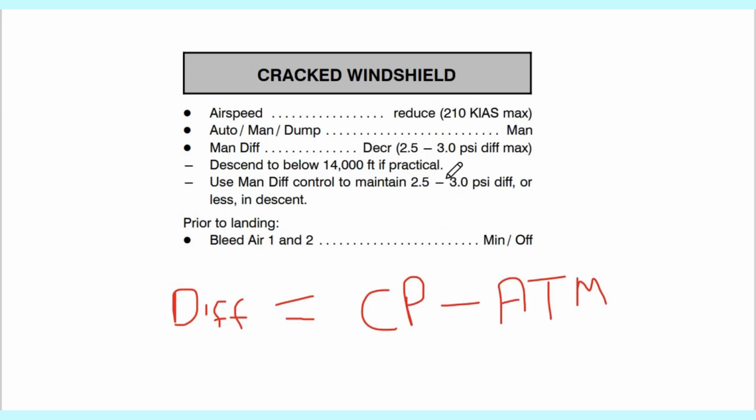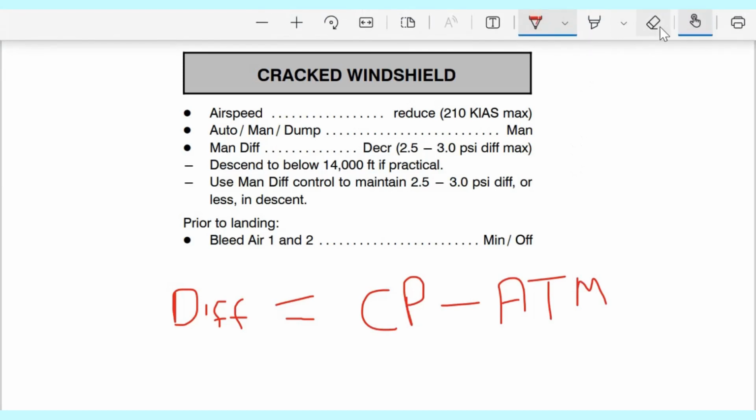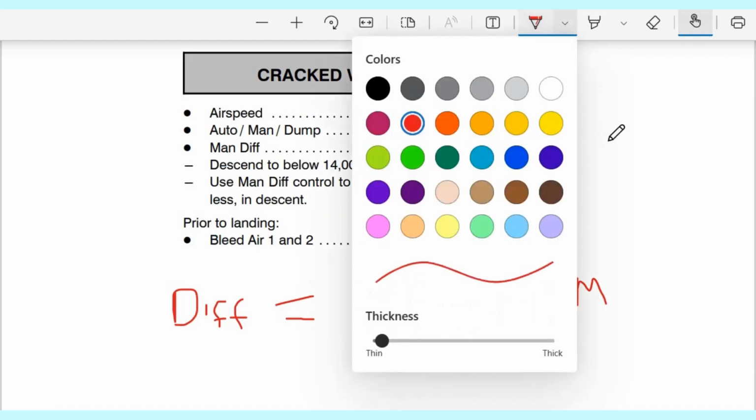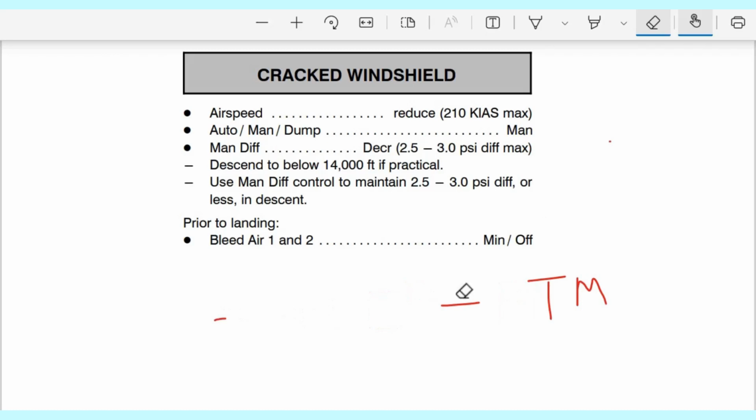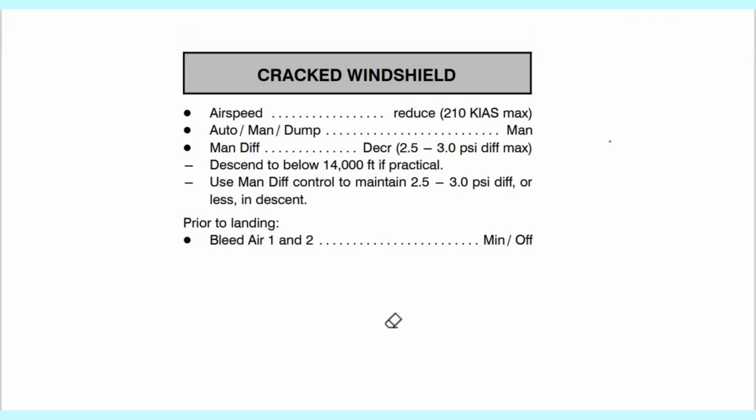Okay, that's about it. So I hope it makes sense why we decrease the pressure. Again, I'll just say it, we're decreasing the differential so that you decrease the cabin pressure inside, so that you're trying to equalize in a sense so that it doesn't blow out the windscreen. That's the whole purpose of decreasing the differential.